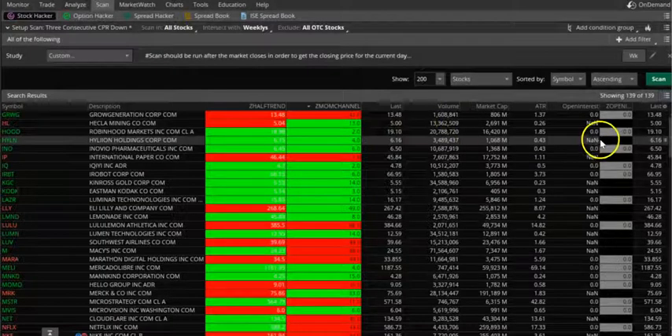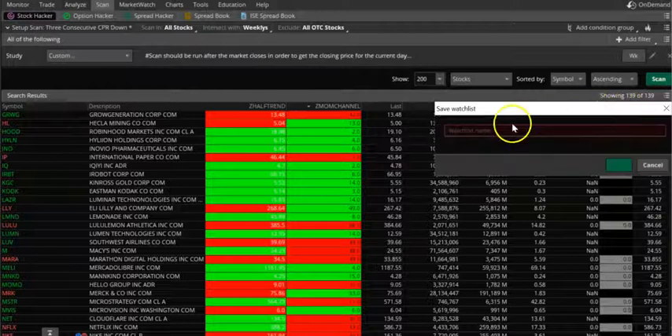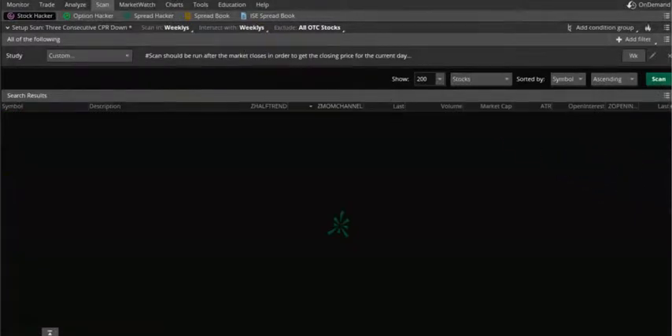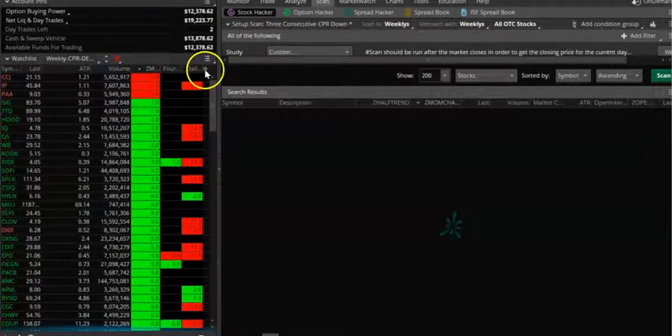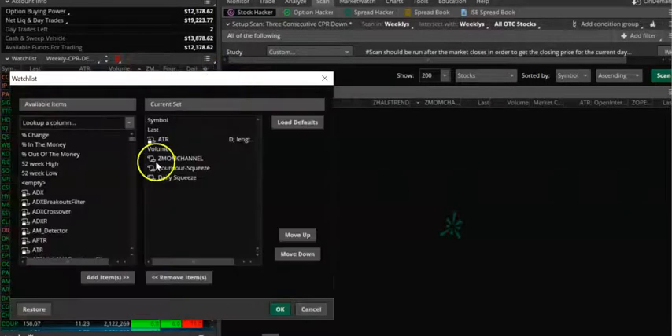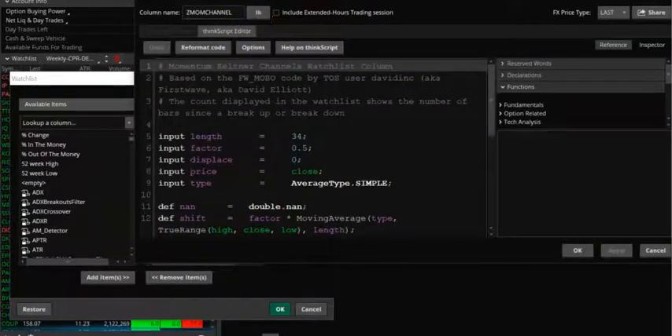We want to save this as a watch list, weekly CPR December 20th to 25th. So this is a scan. Now we are in the weekly CPR, sorted by momentum. Before that, I want to make sure that my watch list is looking at an hourly chart. So it's hourly here.